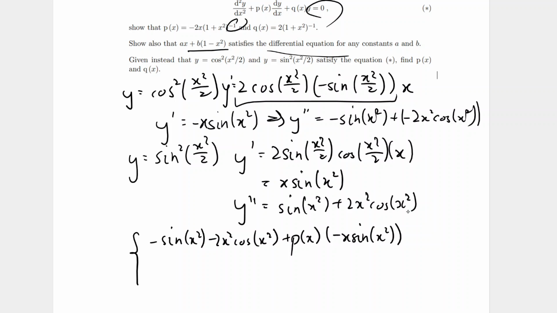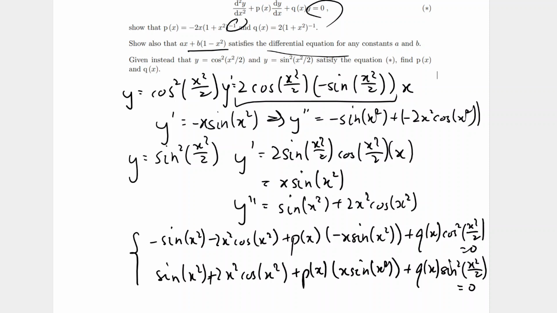Plus q of x times y, q of x times cosine squared of x squared over 2, that equals 0. And the next bit, sine x squared plus 2x squared cosine x squared, plus p of x, sorry. Okay, I'm sorry for having you look at me do algebra, but I'm afraid that's the nature of these questions sometimes. Equals 0, good. So how do we do this?